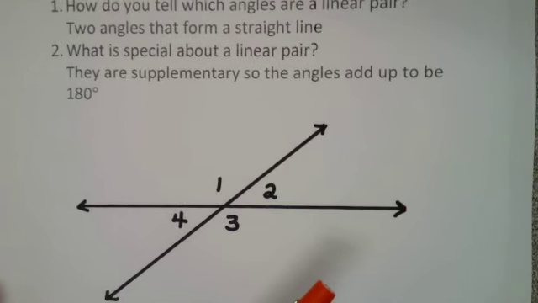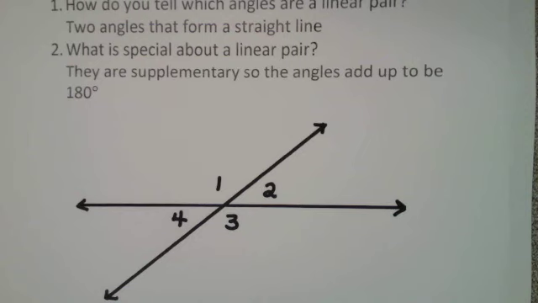Since they form a straight line, that tells us what's special about them. A linear pair are supplementary. If we remember what supplementary means, angle 1 and angle 2 have to add up to be 180 degrees. 2 and 3 have to add up to be 180 degrees. 3 and 4 have to add up to be 180 degrees. And 4 and 1 have to add up to be 180 degrees.